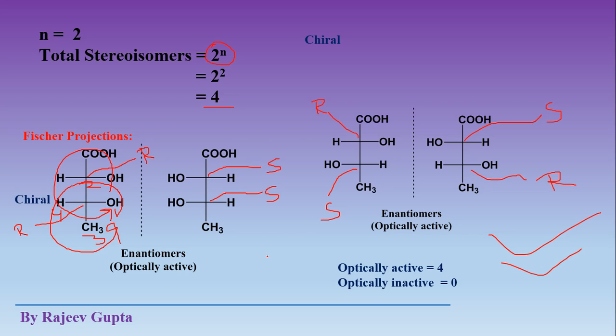So this is the explanation of the total number of stereoisomers: how we can calculate the total stereoisomers, how we draw the Fischer projections of these stereoisomers, how we state their relationships, and how we represent the chirality descriptors for these types of molecules. So this is all about this lecture.